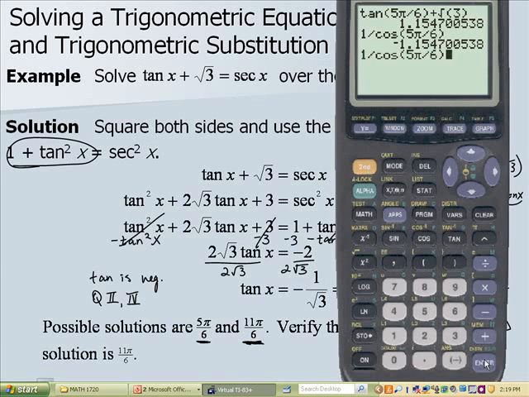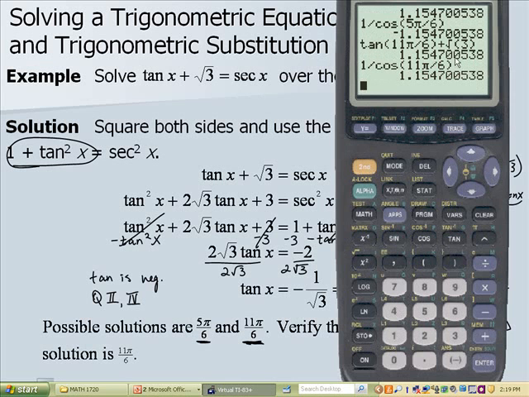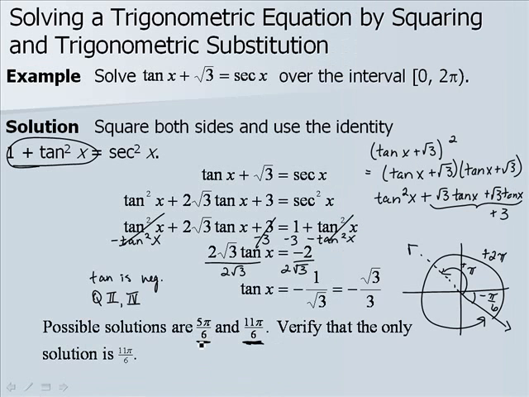Let's do the same thing, except that now we're going to change from 5 pi over 6 to 11 pi over 6. And we want our answer for 1 over cosine, but now we want to use 11 pi over 6. And we see that this time we get the exact same answer. So 5 pi over 6 didn't work, and we verified that 11 pi over 6 is the only answer.